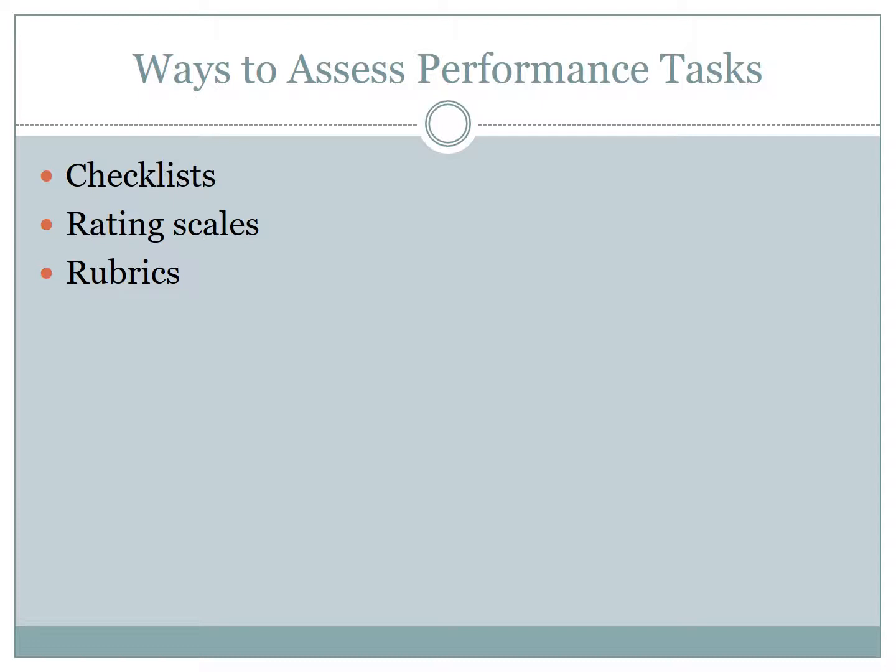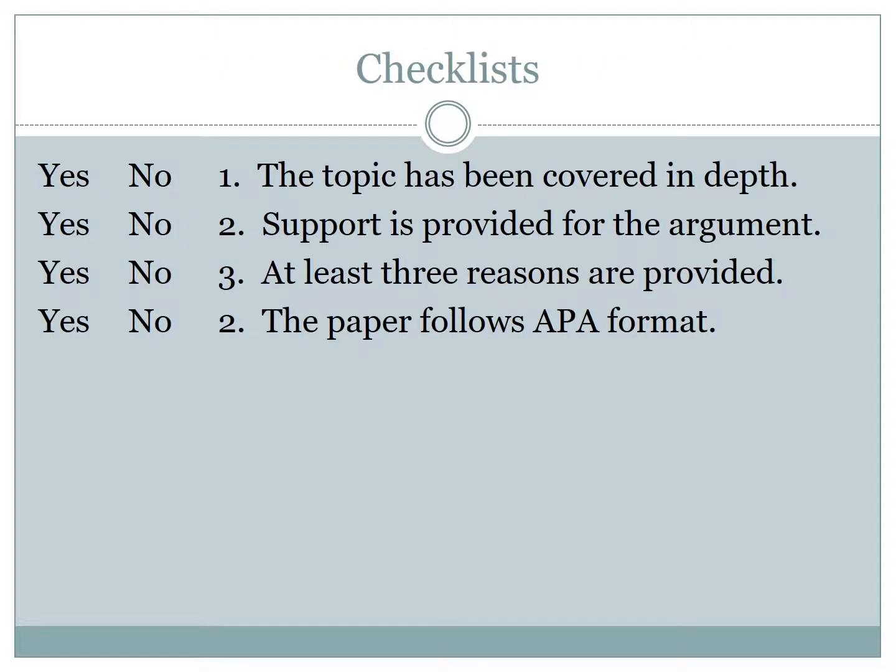There are ways to assess performance tests, and we're going to talk about three of them: checklists, rating scales, and rubrics. Here's an example of a checklist. Basically, you just list the criteria that you think are important. For example, this is a checklist that could be used for a paper. The topic has been covered in depth, support is provided for the argument, at least 3 reasons are provided, and the paper follows APA format. And then you could use yes or no, or you could assign 0 or 1 points, but basically it's very dichotomous. There's a statement and it's either yes or no.